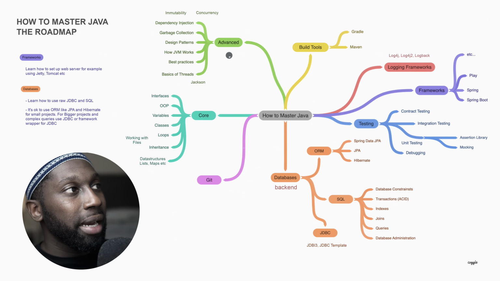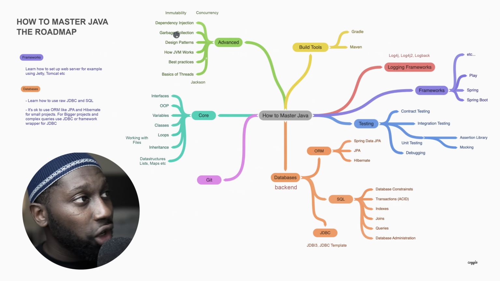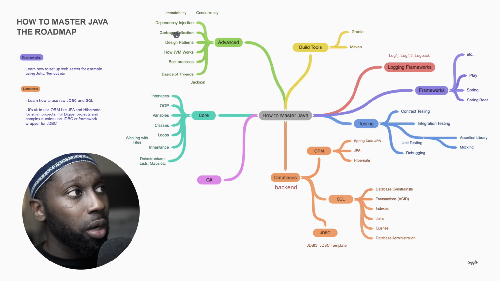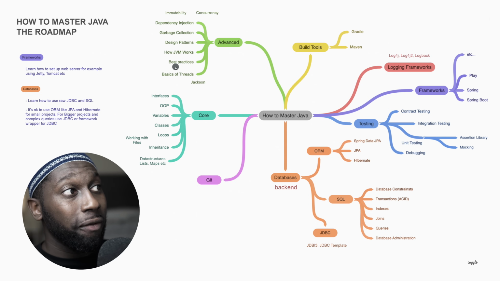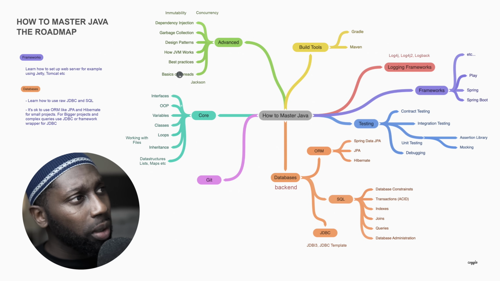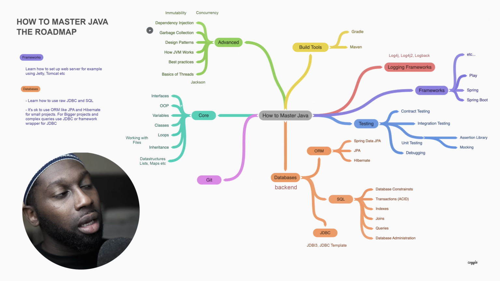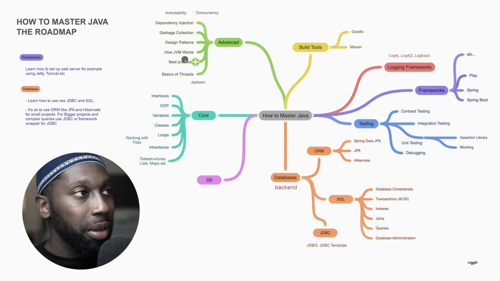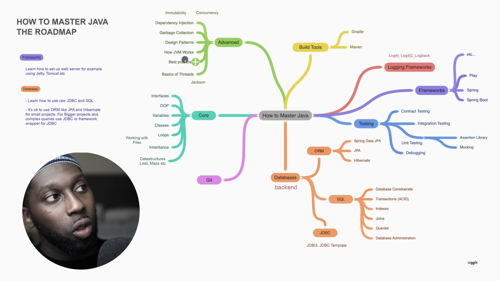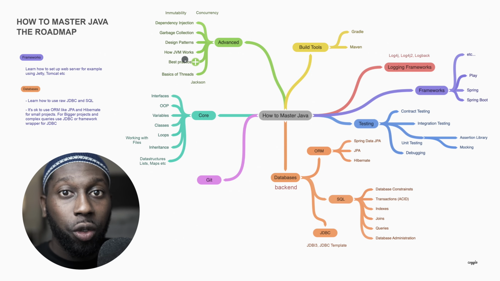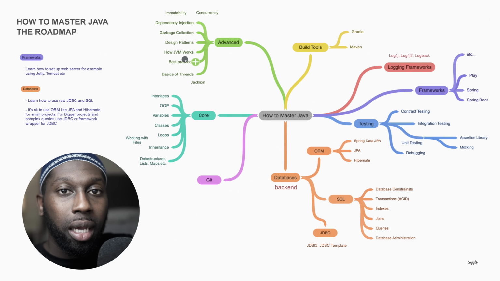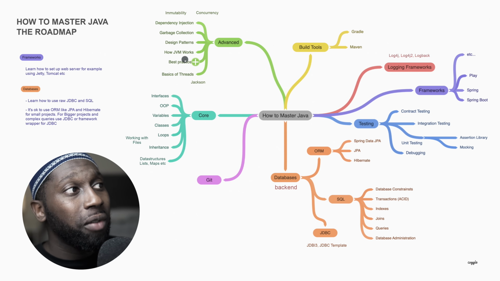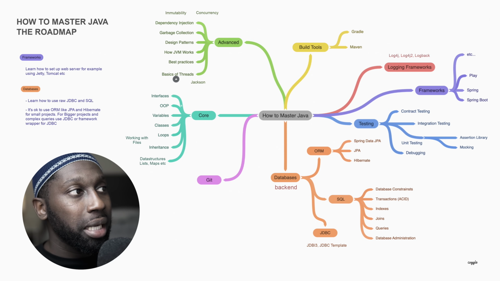Then for the advanced section here, this is stuff like dependency injection, how garbage collection works, design patterns, how the JVM works, best practices, and basics of threads. Here, I feel like you probably don't have to master everything because the goal is for you to understand how the language works. Once you know how the language works internally, then when writing code, you will take all of these things into consideration.